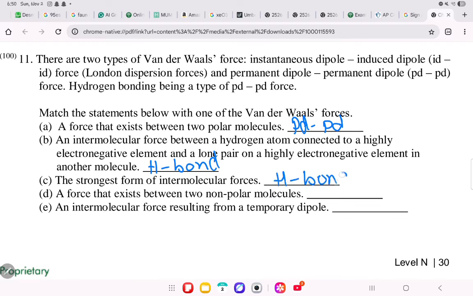A force that exists between two non-polar molecules. This is ID. It's instantaneous, and it forms a temporary dipole. This is also ID. We move on to question number 12.